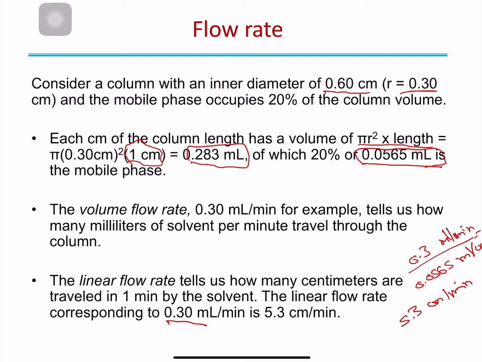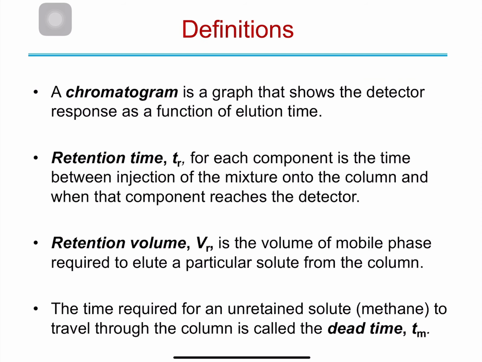So to calculate the linear flow rate, you divide the volume flow rate, which is 0.3 mL in this specific example, by the volume of the mobile phase that can be held in 1 centimeter of your column. That will give you the linear flow rate.